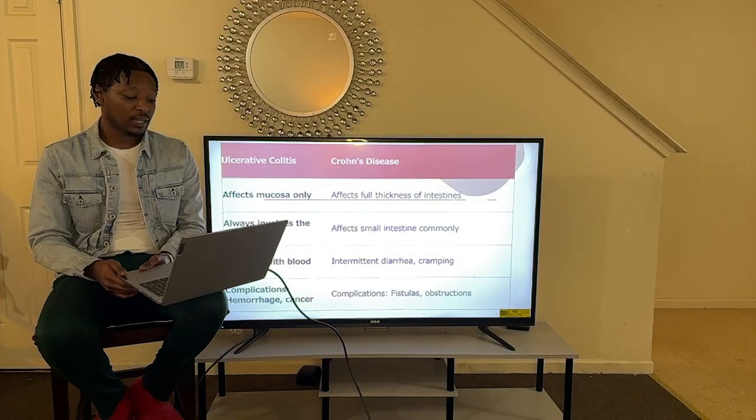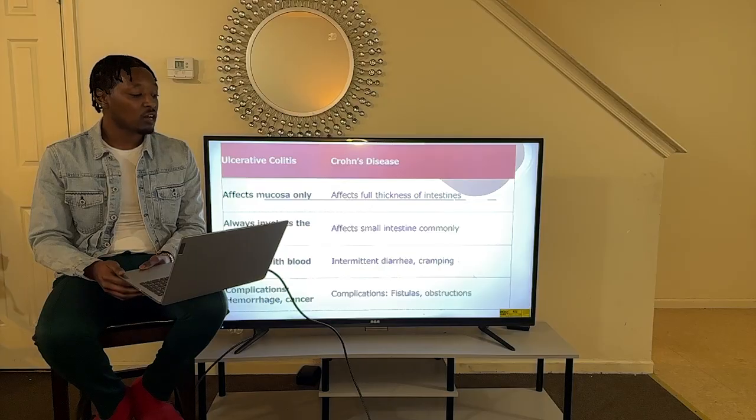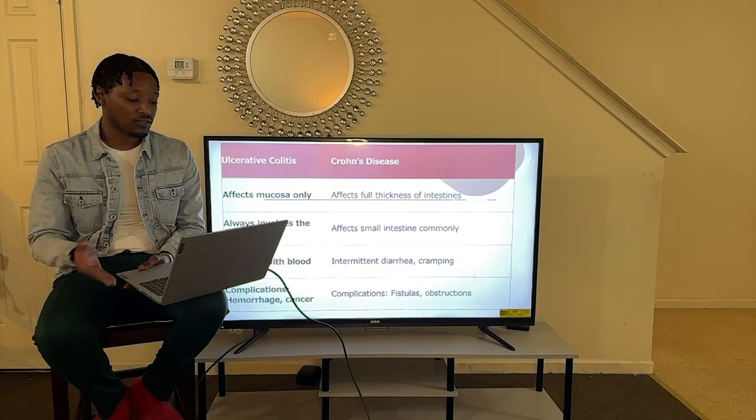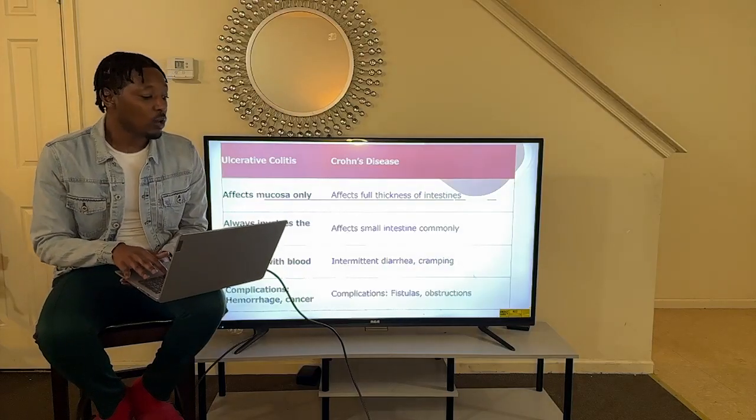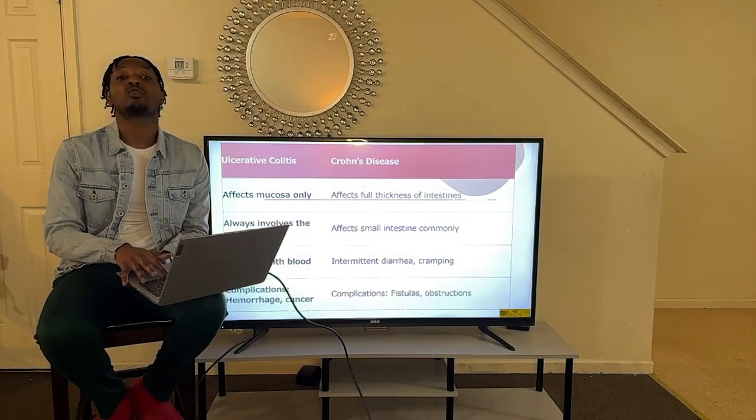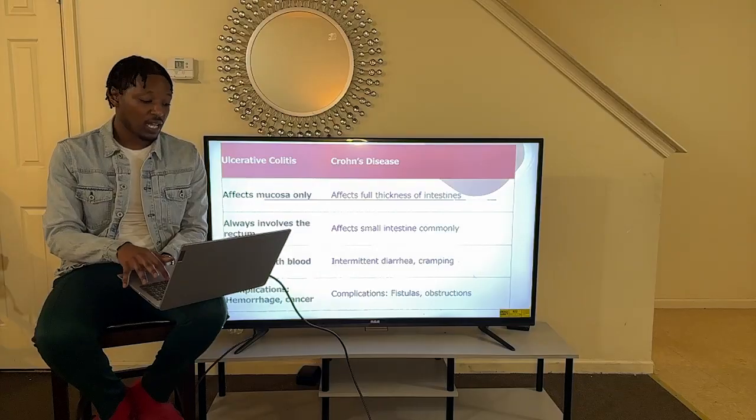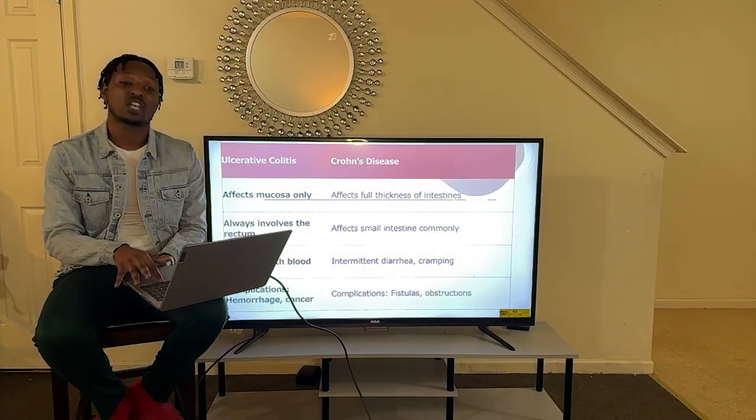For Crohn's disease, complications include fistulas and obstructions. I just find it crazy how UC could possibly lead to hemorrhage and cancer, and Crohn's disease just leaves you with fistulas and obstructions. Both diseases are still irritable to the bowel and to the stomach, but one can lead to cancer and one doesn't.